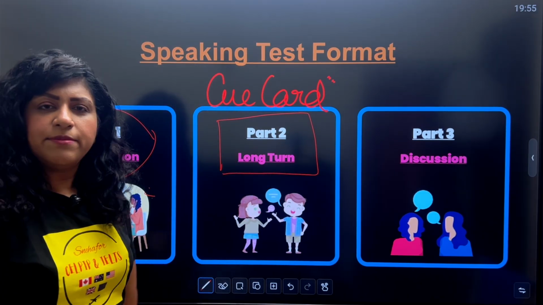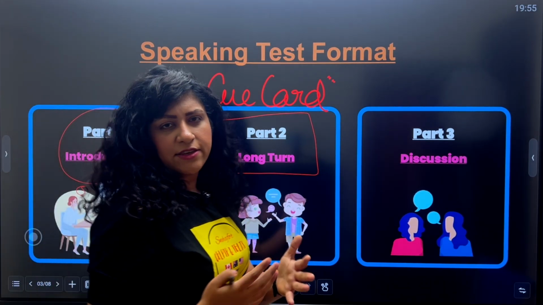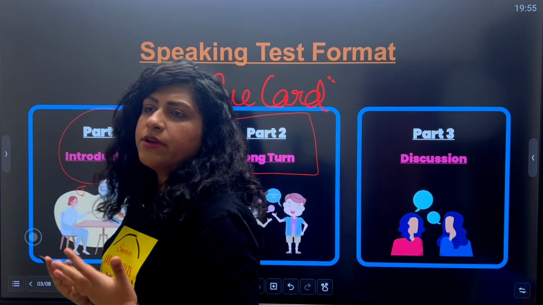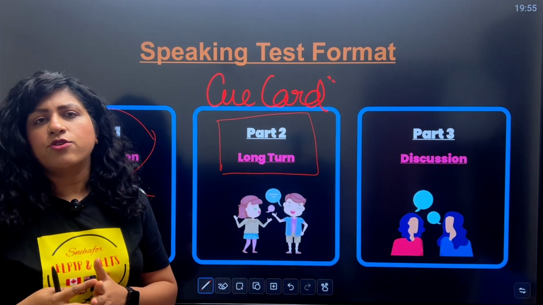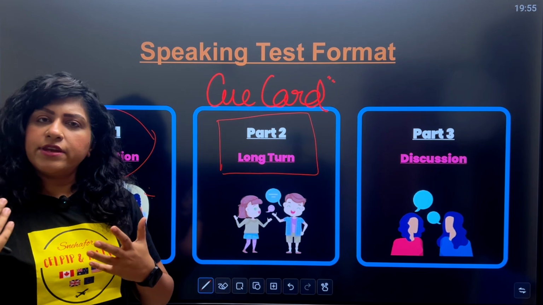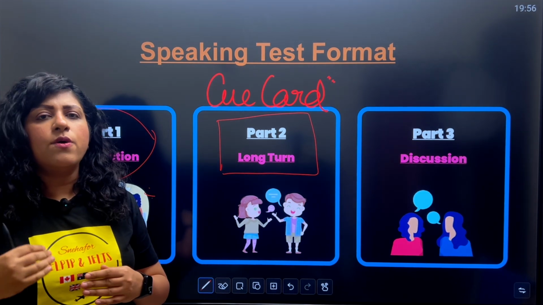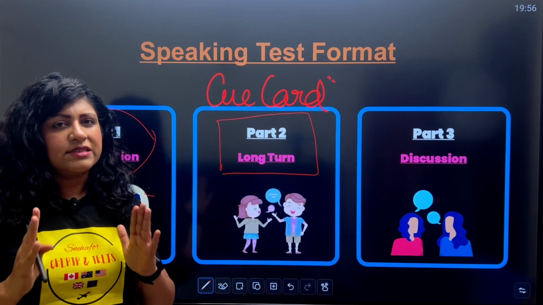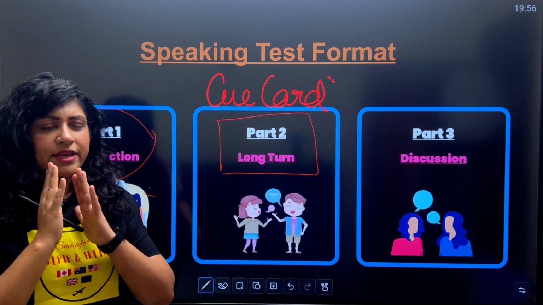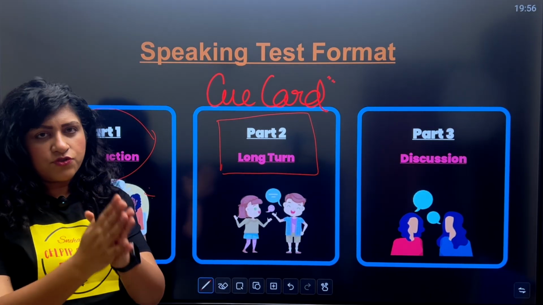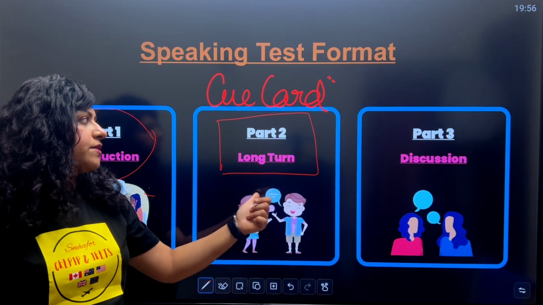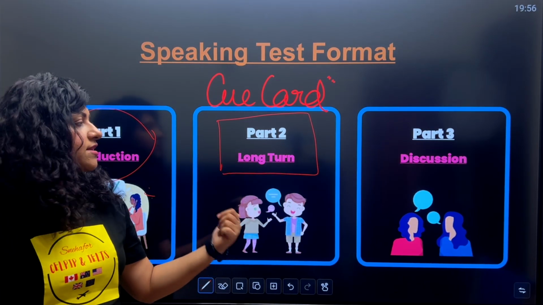And by cue card I mean that a topic is given to you by the examiner and you're given around a minute to think on that topic, and then for the next 1 to 2 minutes you are asked to speak on the topic unless the examiner asks you to stop. Alright, so you have to speak uninterruptedly for 1 to 2 minutes in this section.